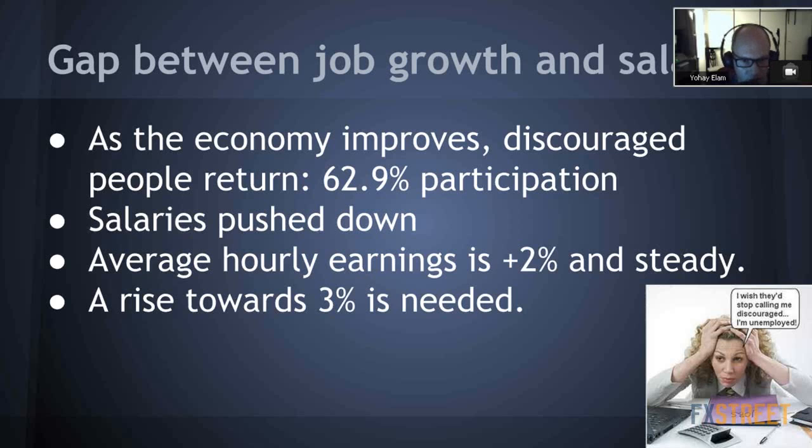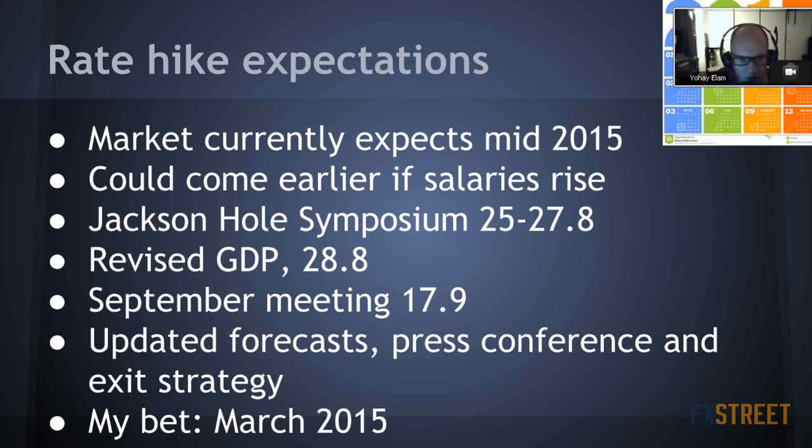So average hourly earnings, wages, salaries have gone up 2% year over year. That's in line with inflation, nothing exciting. We have to see a rise towards 3% to make the Fed anxious about inflation, and together with the core PCE price index I mentioned before, to begin talking about interest rates. So that's the state of the Fed. So current market expectations are that a rate hike will come in mid-2015, around this time next year, maybe July. But it could come earlier if salaries begin to rise and the core PCE price index begins to rise.